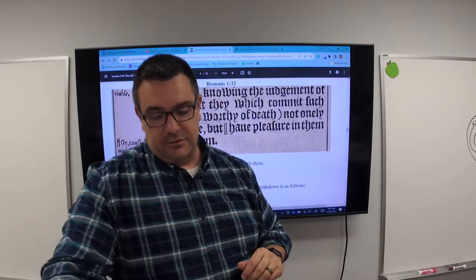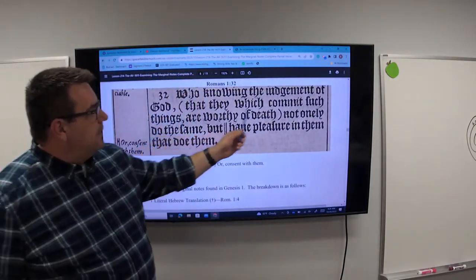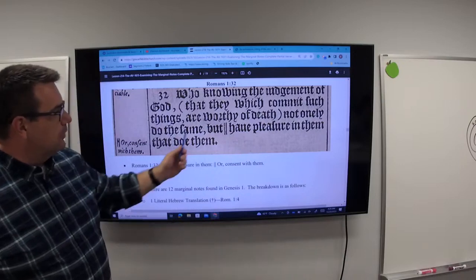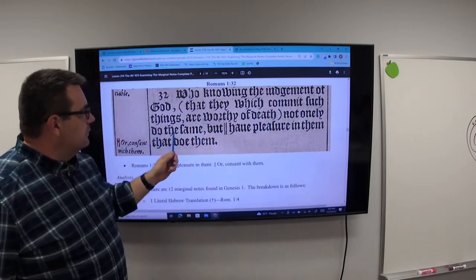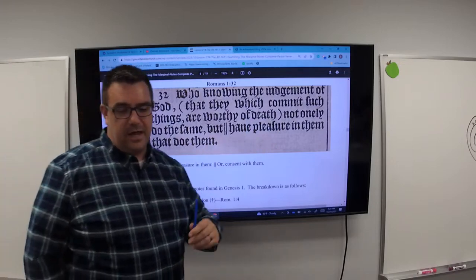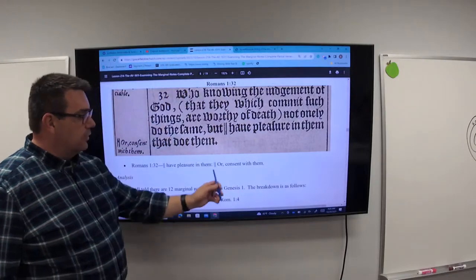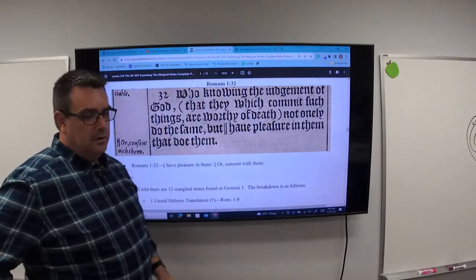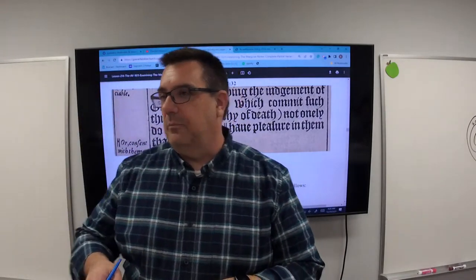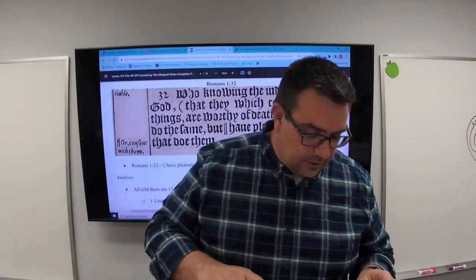Look at verse 32. And knowing the judgment of God, that they which commit such things are worthy of death, not only do the same, but have pleasure in them that do them. Double vertical lines at have pleasure in them, and the alternative, or consent with them. So in other words, are they giving their approval to what they're doing? Okay? So let's look at the analysis here.